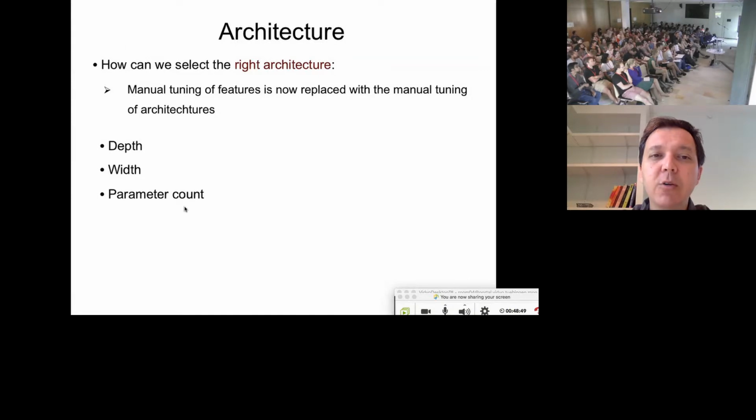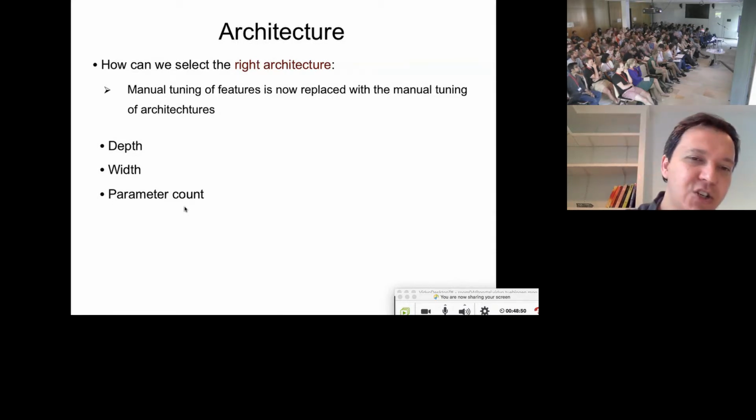One of the most important questions is how do we select the right architecture? And a lot of people joke that before, in the vision field and the speech recognition field, manual tuning of features was predominant, right?